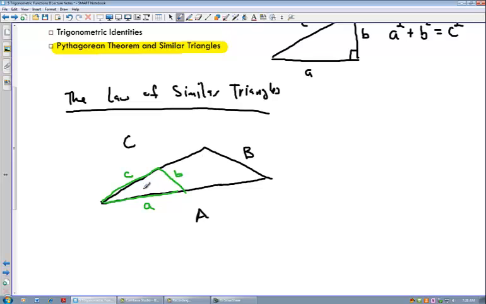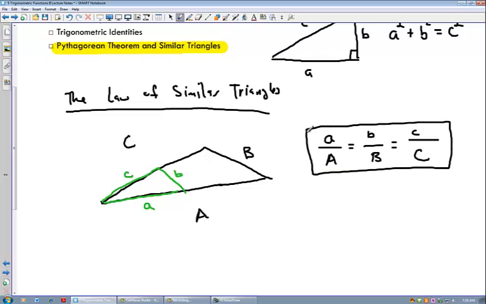And then what I know is that the ratios of the sides of these triangles should all be the same. So if you want, we could write little a over capital A will equal little b over capital B, which will equal little c over capital C. And so this is the law of similar triangles. Basically, if the two triangles have all the same angles, have congruent angles, then this equation will hold and the ratios will be the same.